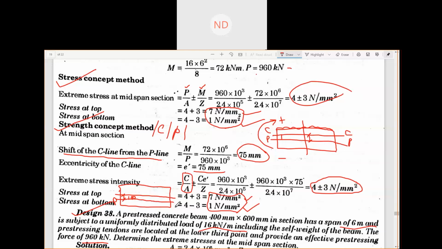What are the top stresses? What are your bottom stresses? Then we will also see the strength concept method.